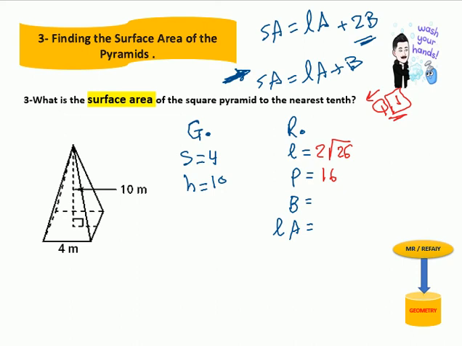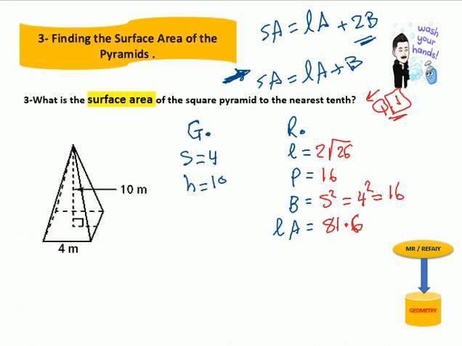And the area, because of this, the base here it's square, so because of that its area is s power 2, which is 4 power 2, it's equal 16. And LA, we get it 81.6.